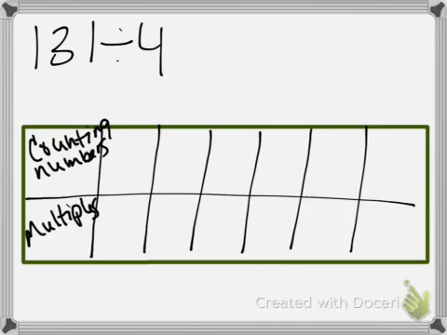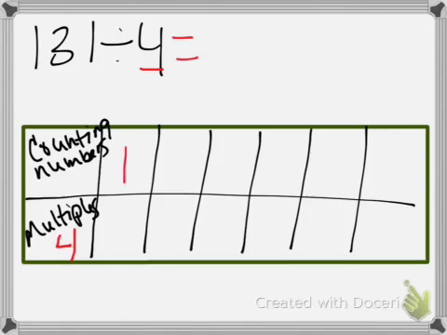So we have the dividend 131 divided by the divisor 4, and our goal is to find the quotient, or close to the quotient because we're estimating. We're starting off with a table with counting numbers on the top and multiples at the bottom. The multiples are going to be of our divisor, so I'm going to go ahead and plug 4 into the multiples.